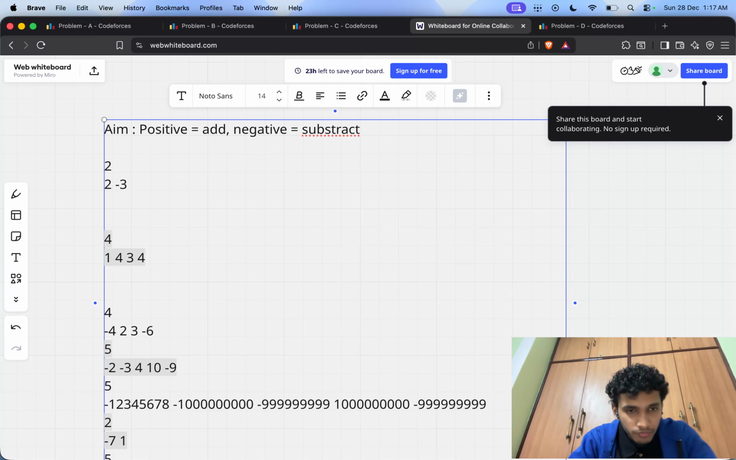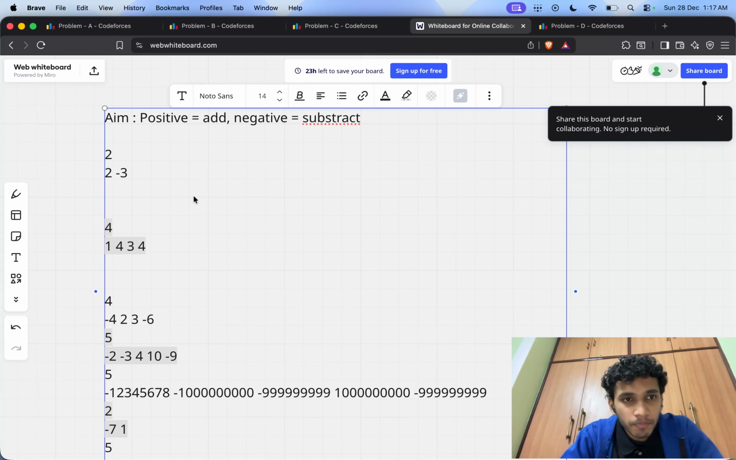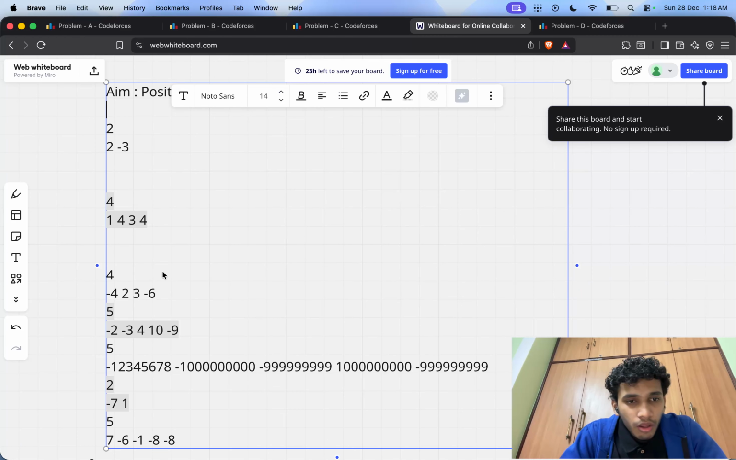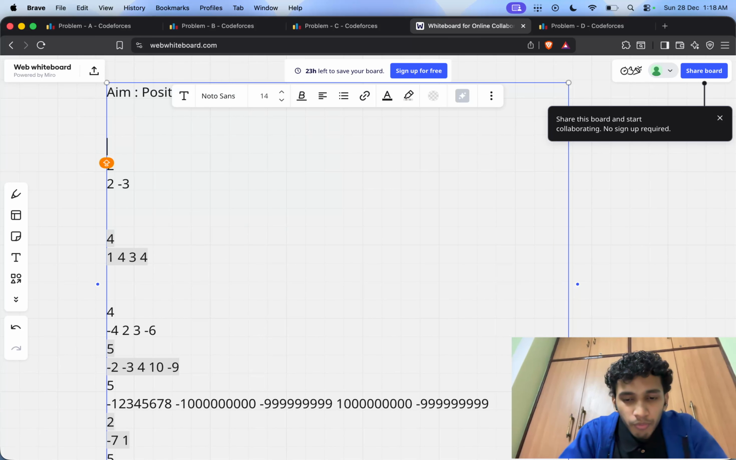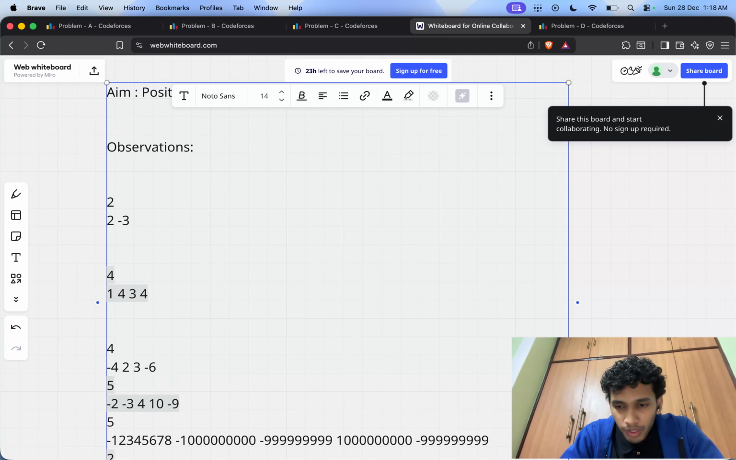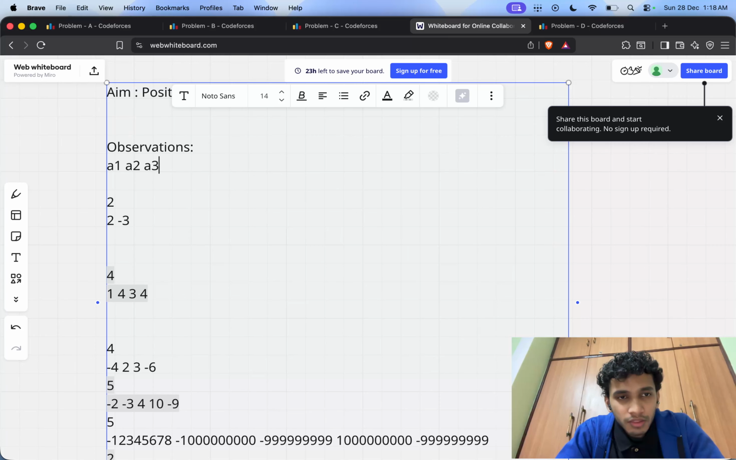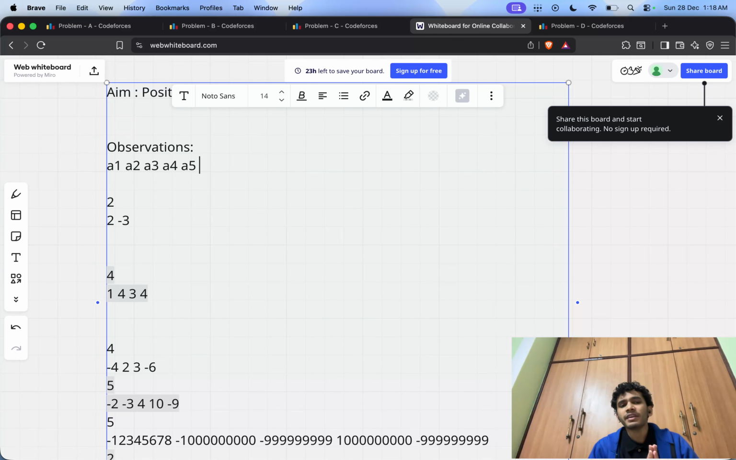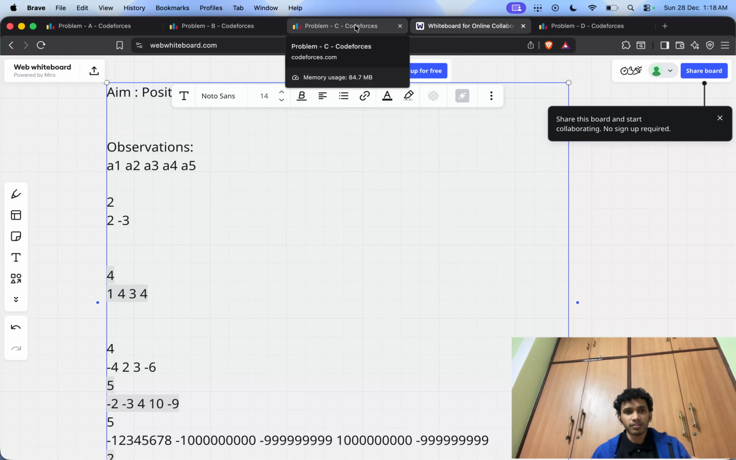Okay, this is the aim of Santa. Let's have some more observations now. Let's say there were some numbers A1, A2, A3, A4, A5. Santa wants, after doing all these operations, one number will be remained for sure.